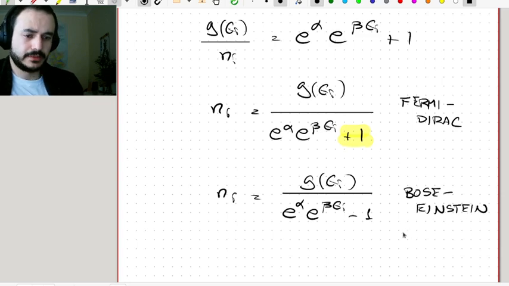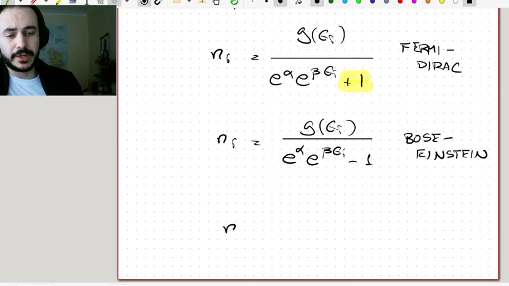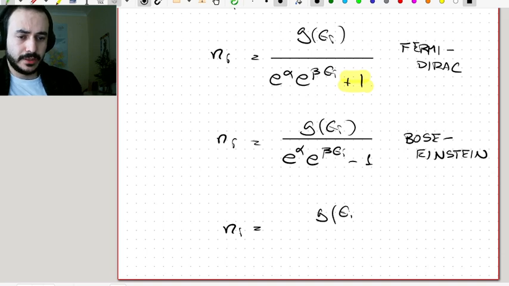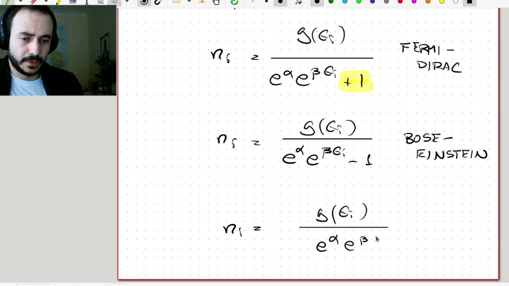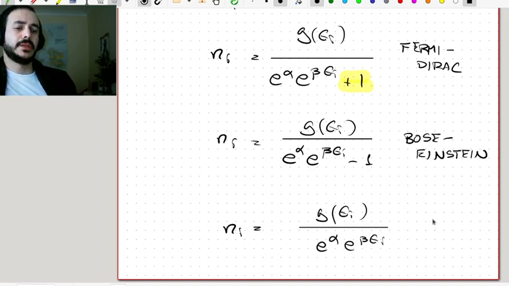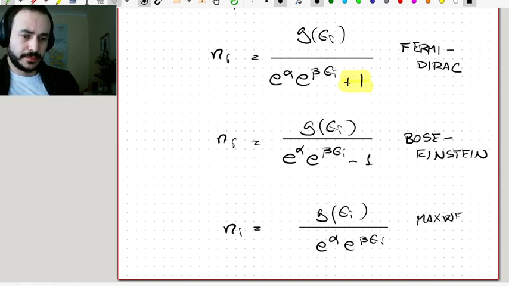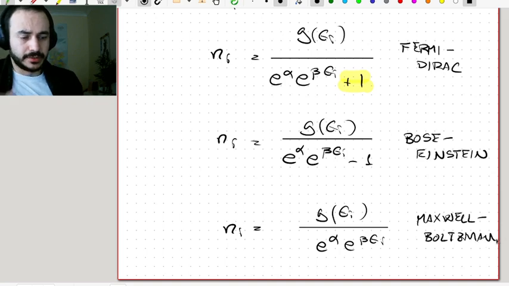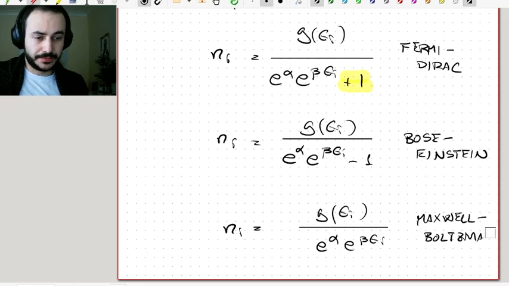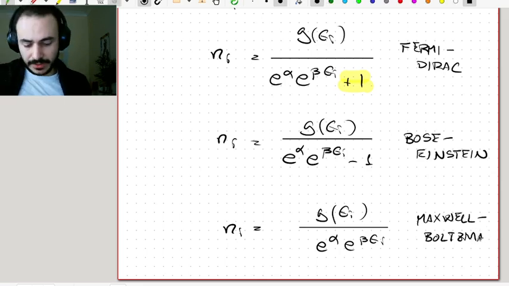And remember what happened. If the particles are identical but distinguishable, you don't have either plus or minus, you just have this. That is what we found in the first video of this lecture. And this is the Maxwell-Boltzmann, which is classical in a way. Okay, so that's a kind of summary table in this lecture, which is really an extension of the previous one.